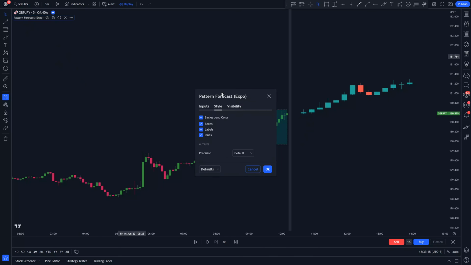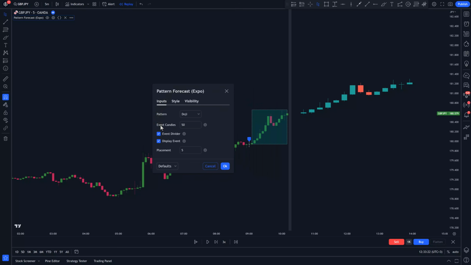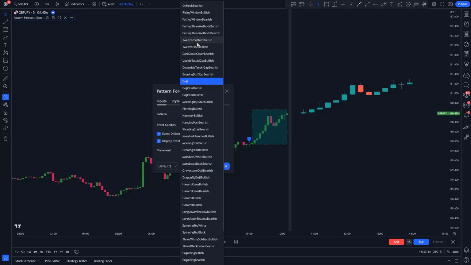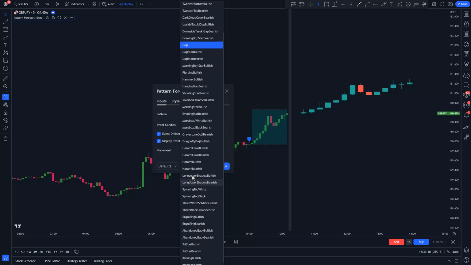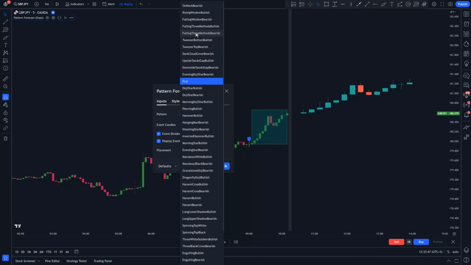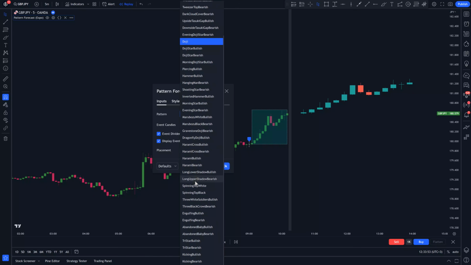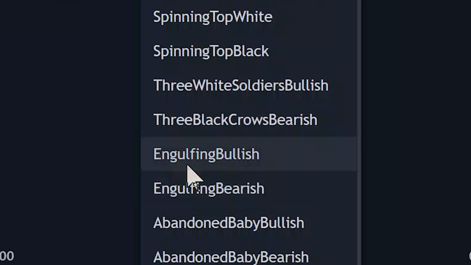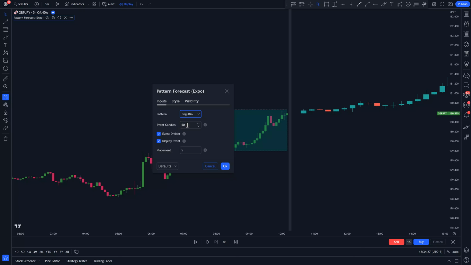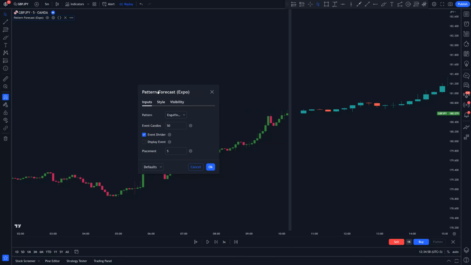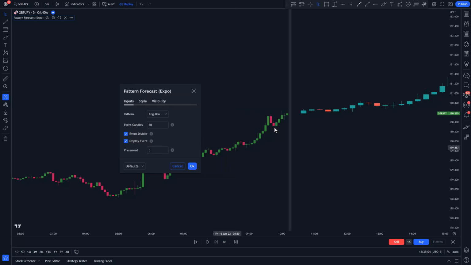Now, looking at the input settings of this indicator, we can see that there is an option to choose whatever candlestick pattern that you want the indicator to scan on the chart. Just take a look at all of these options. Right here you can select whatever candlestick pattern that you want, but for this video, we're gonna go with bullish and bearish engulfing candles. Just like with the previous indicator, there is an option to change the number of forecast candles to be displayed in the future. The event divider is just a separation between the live candles and the forecast candles. The display event is going to highlight whatever historical candles are going to be used as forecast candles.